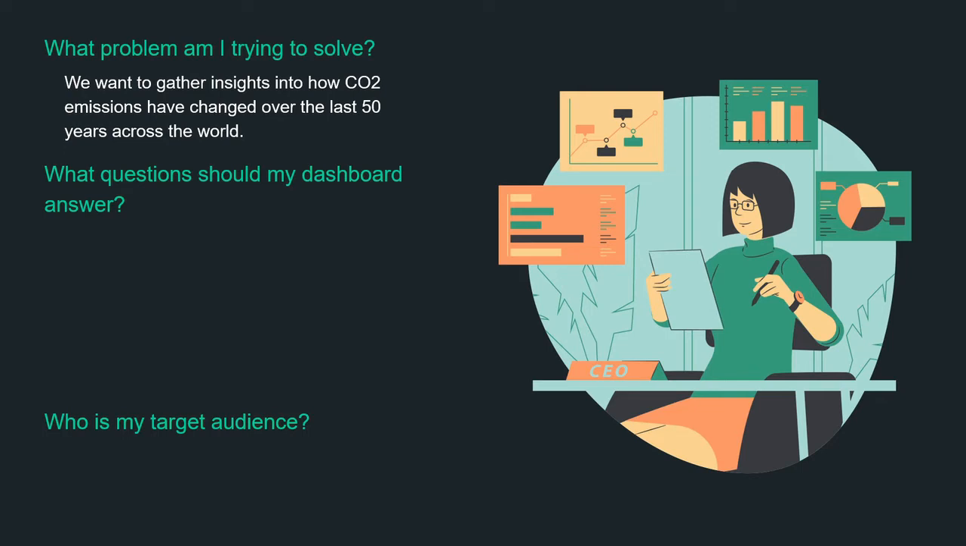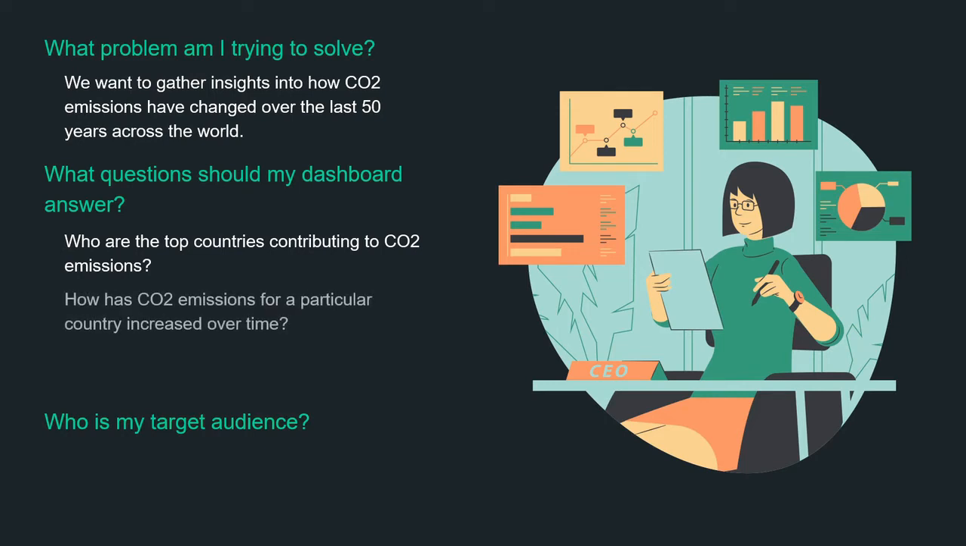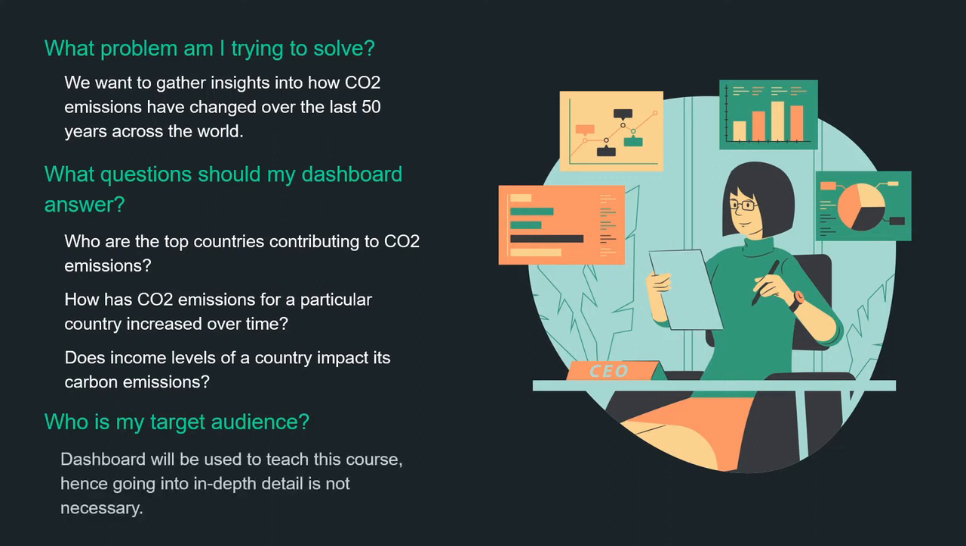For the question, what questions should my dashboard answer? The answer would be, our dashboard should be able to tell us what are the top countries contributing to CO2 emissions, how has CO2 emissions for a particular country increased over time, and finally, does income levels of a country impact its CO2 emissions? For the last question, who is my target audience? The answer would be, my target audience for this dashboard is all of you.